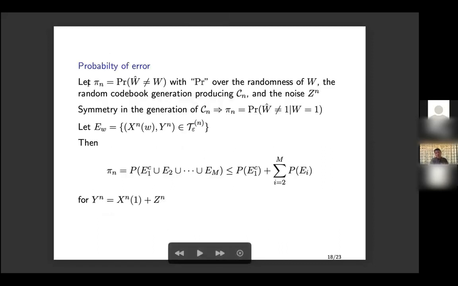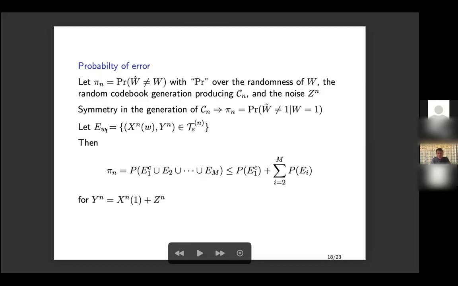Probability of error: define P_e^(n) as the probability of error, also over the randomness of the code book generation. So the randomness here is over the symbol, the code book, and the noise. A small thing here is that since there is total symmetry in the generation of the code, we can condition on the first code word being transmitted. We will have the same average probability of error.